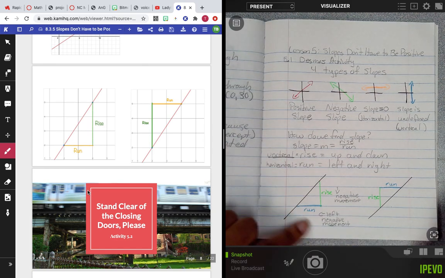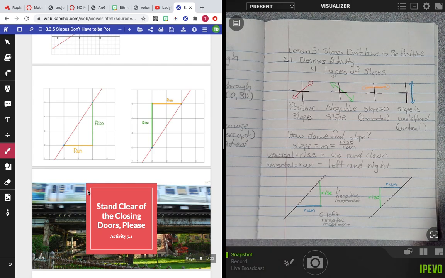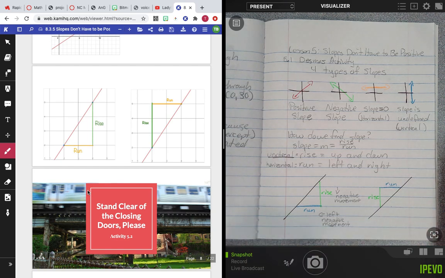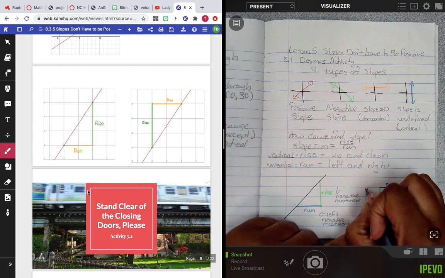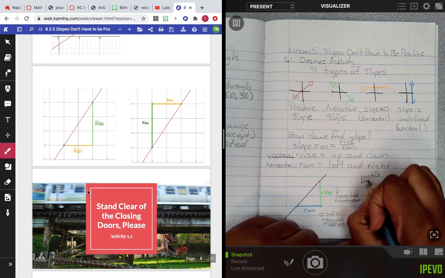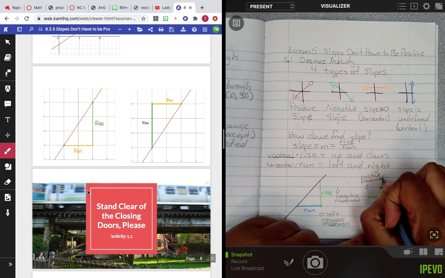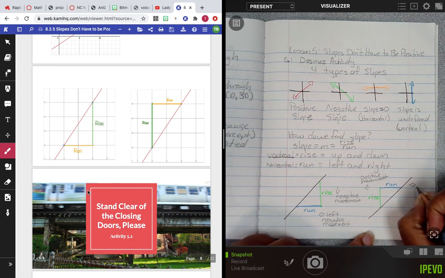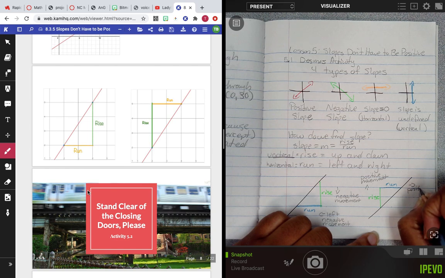So this is just one example of how you can find the slope of the same line. You can go down and to the left, or you can go up and to the right. And so obviously, if your rise is going up, that's a positive movement. And if it's going to the right, that is also known as a positive movement.